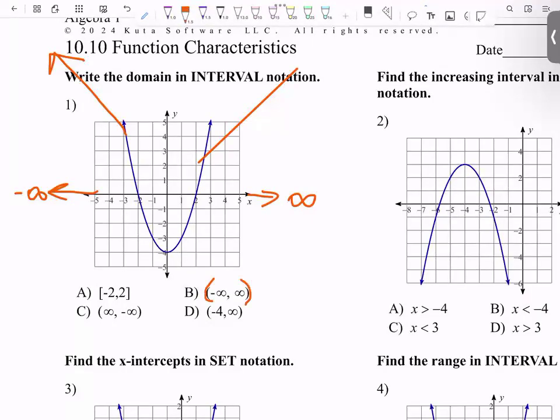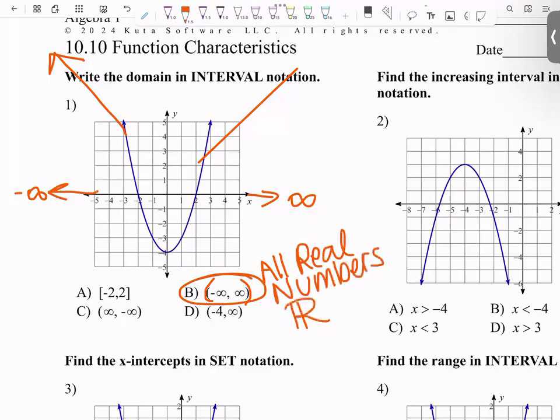And the problem with letter C is that they go from largest to smallest, and we never want to do that. We always want to go smallest to largest, smallest number to largest number. So that would be letter B. Another way to write this would be all real numbers, or sometimes they use the all real numbers symbol.